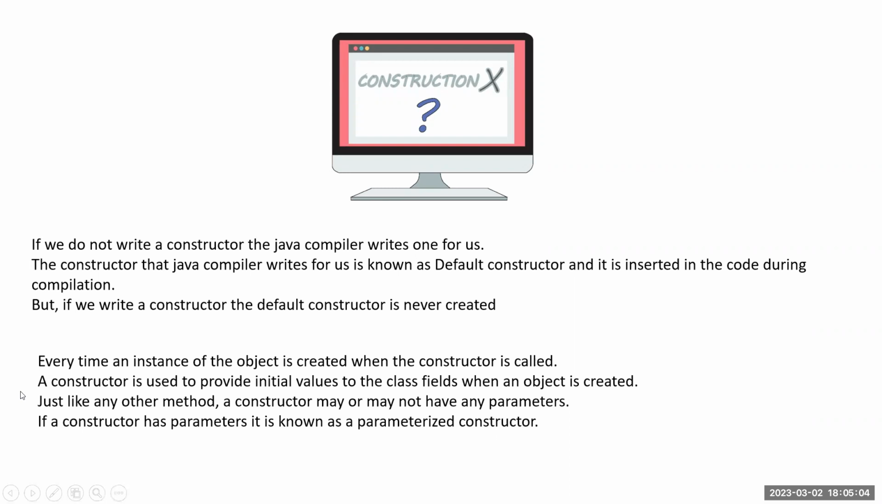The constructor is used to provide initial values to the class fields when an object is created. And just like other methods, constructors may or may not have parameters. And if a constructor has parameters, it is known as a parameterized constructor. Okay, so it is pretty simple.